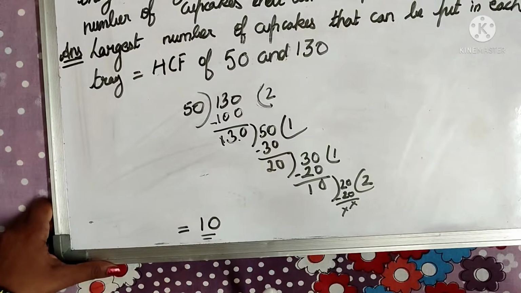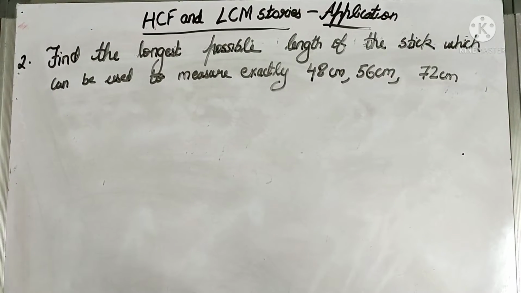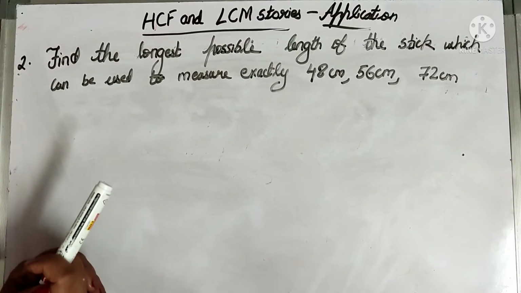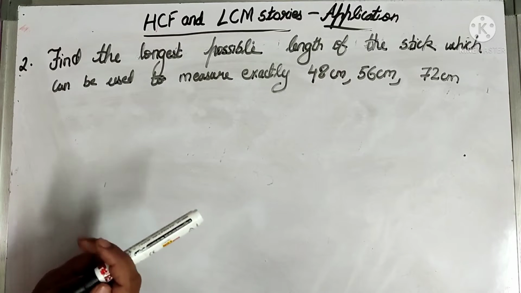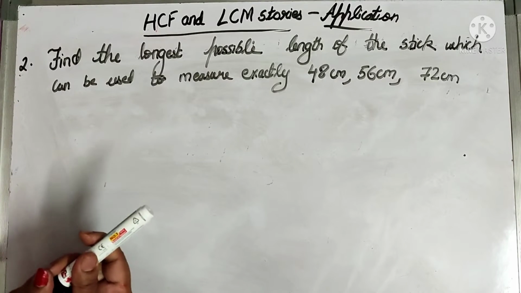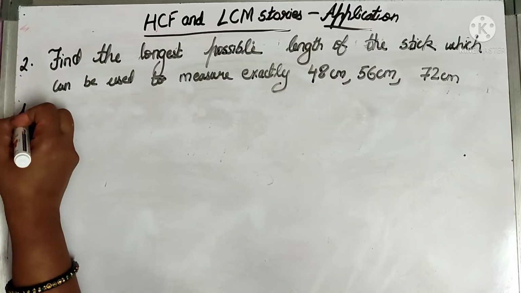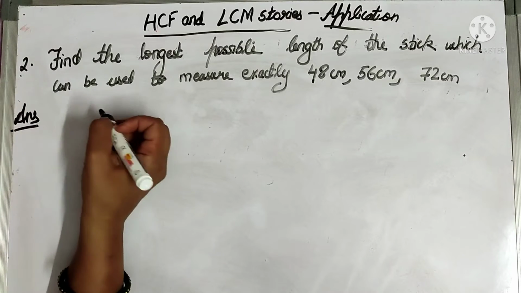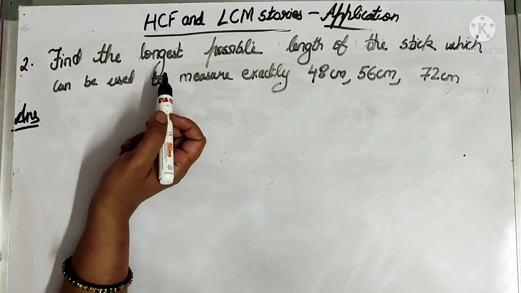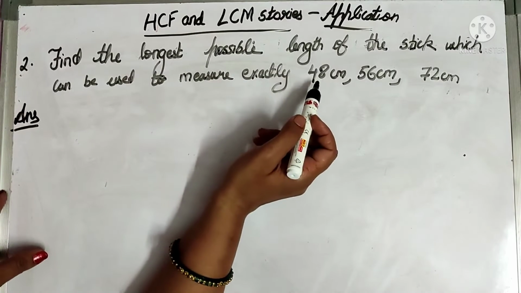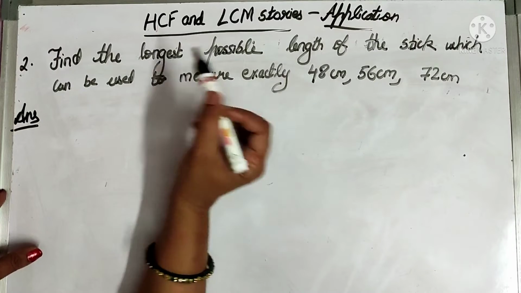Now the second question is: find the longest possible length of the stick which can be used to measure exactly 48 centimeter, 56 centimeter and 72 centimeter. So here we have to find the longest possible length of the stick. So what will be the longest possible length of the stick? It will be the HCF of 48, 56 and 72.